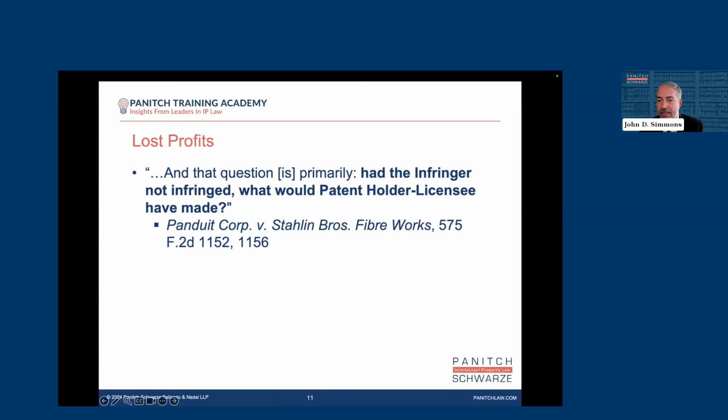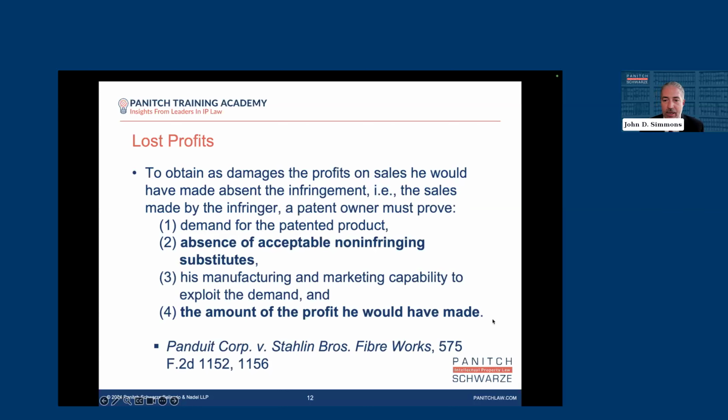The question is, had the infringer not infringed, would the patent holder or exclusive licensee with a right to sue have made the sale? It's the but-for infringement test, if I say it over and over again. There are factors the courts consider to determine lost profits, if it's entitled to lost profits. Demand of the patented product, the absence of acceptable non-infringing substitutes or non-infringing alternatives, the manufacturing and marketing capability of the patent holder or the exclusive licensee with the right to sue, and the amount of profit the patent holder would have made on the lost sale.